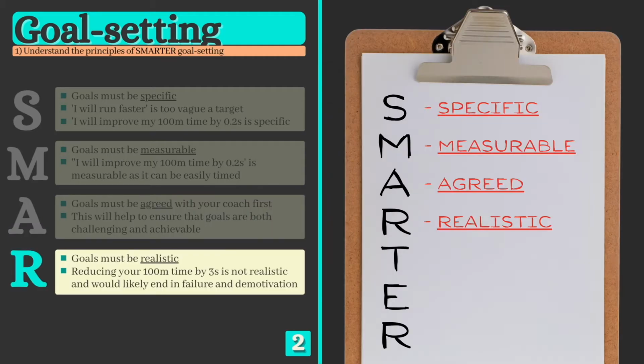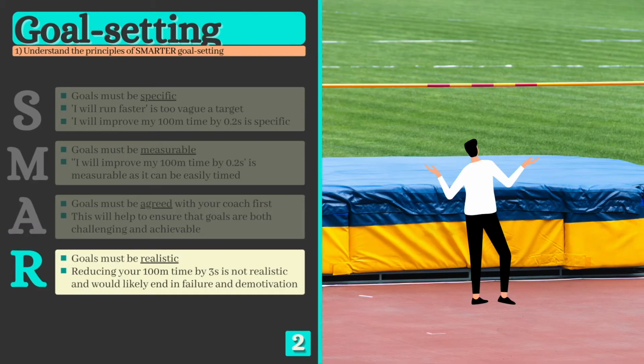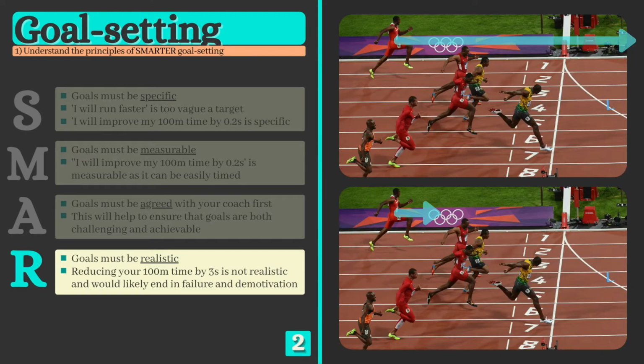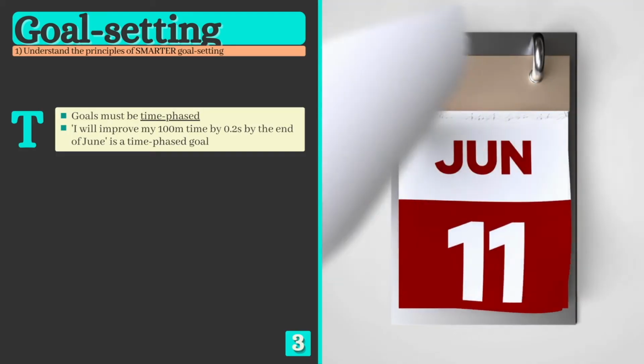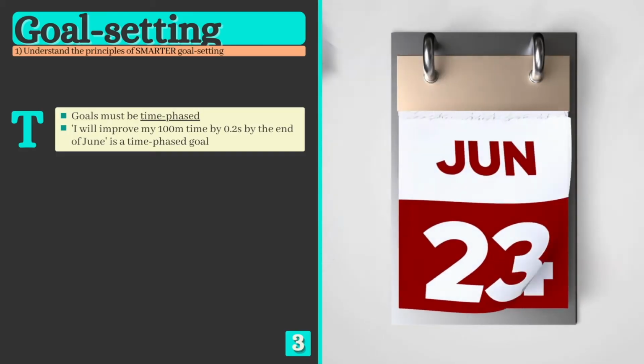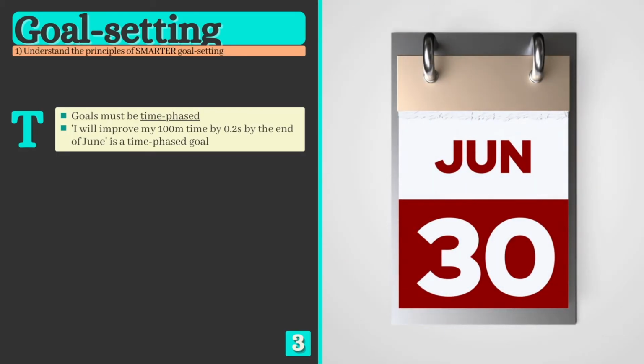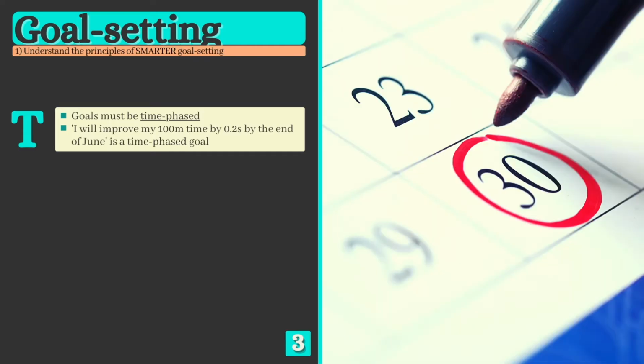Targets must also be realistic, as having a goal that is too difficult to achieve is likely to end in failure and a loss of motivation. Reducing your 100-meter time by 3 seconds is not a realistic target, but improving by 0.2 seconds is. Next, you need to make sure your goals are time-phased. For example, "I will improve my 100-meter time by 0.2 seconds by the end of June." Without a time frame, it's difficult to know whether you're making progress at the expected pace or not.